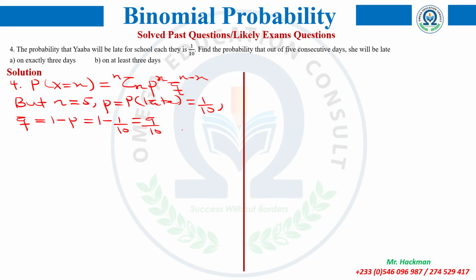So now we know all the parameters, and we know that X represents the number of successes which we will get from one question to the other. So now let's go to A. We are looking at P what? P late on exactly 3 days. Is that not it? Yes. So late on exactly 3 days.